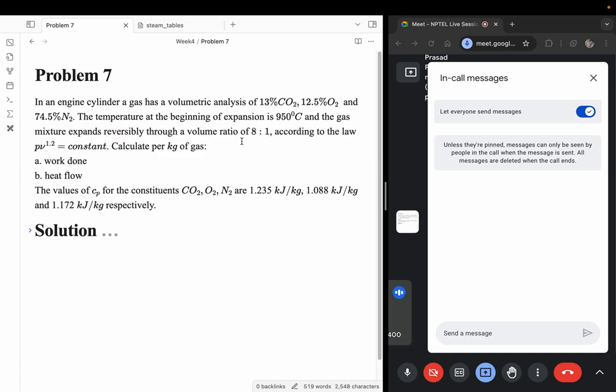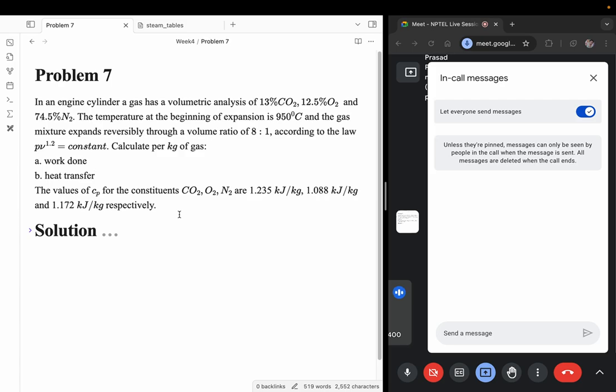And the volume ratio is given as 8:1. So this is expanding, so the final to the initial volume is 8. The process is given by PV^1.2 equal to constant. Calculate, per kg, per unit mass of gas, what is the work done and what is the heat transfer? I'll just put heat transfer here. The values of Cp, the specific heat capacity at constant pressure, are given as so and so. So these are the specific heats that are given.